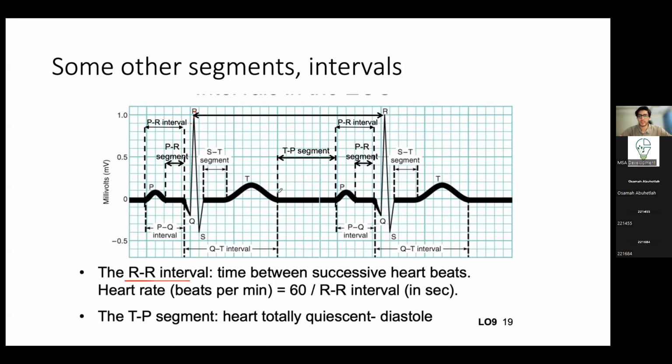The TP segment is from the end of the T wave to the start of the next P wave. And this is when the heart is totally quiescent, totally quiet, with no electrical activity. And mechanically speaking, which we've not really focused on too much, it is diastole. All right.